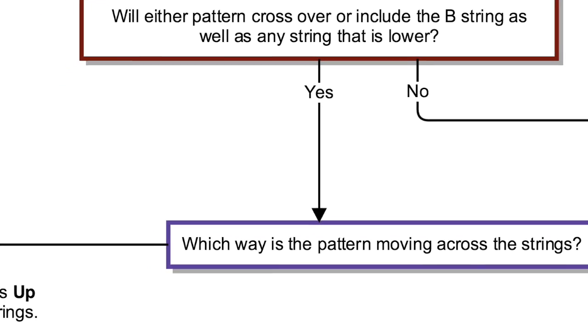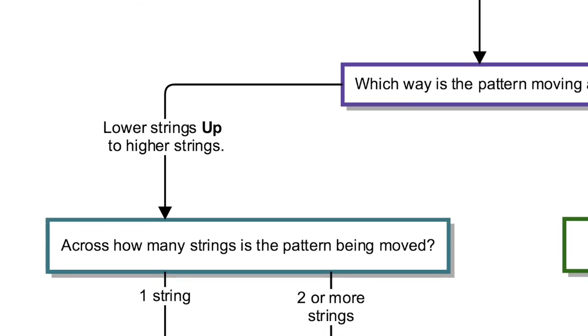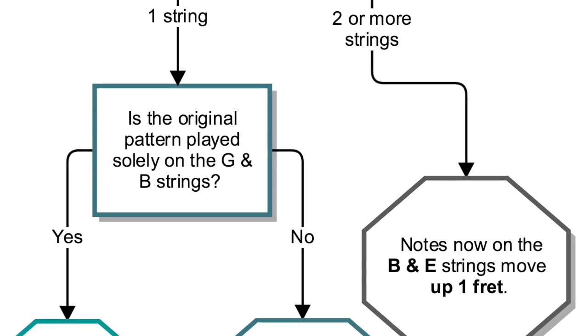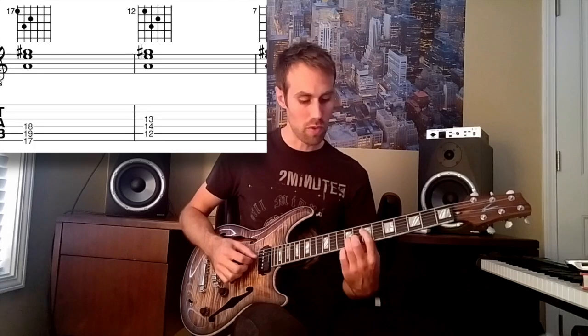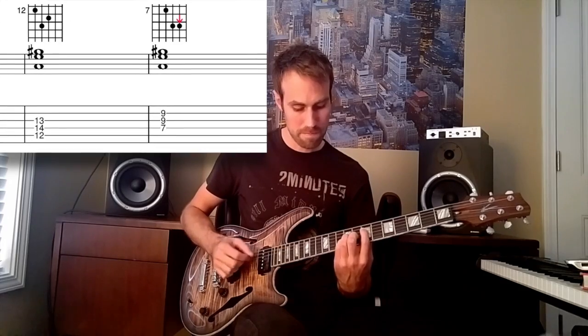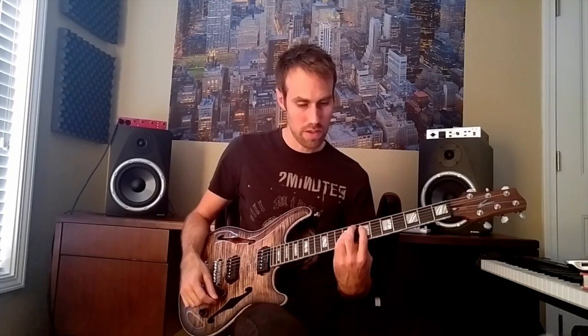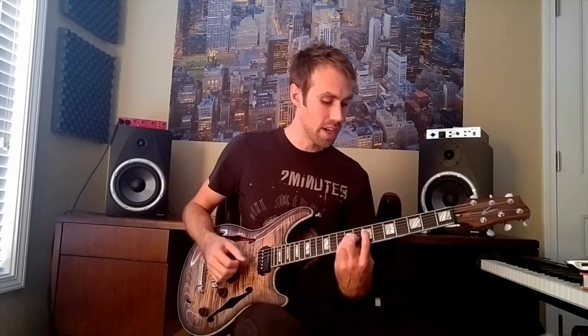Which way is the pattern moving? We're moving from the low strings to the high strings once again. We're moving up one string. It doesn't take place on just the B or the G, so all the notes on the B move up one fret. So there you go. And then let's move it up one more time.